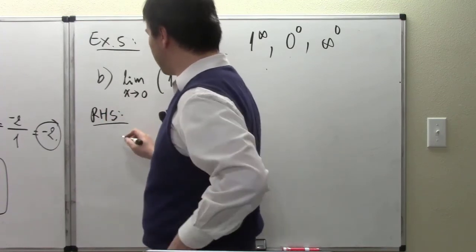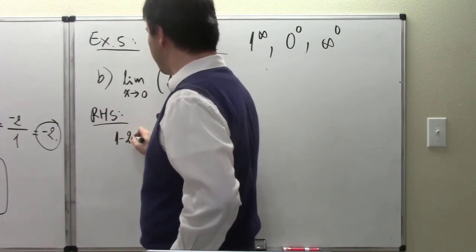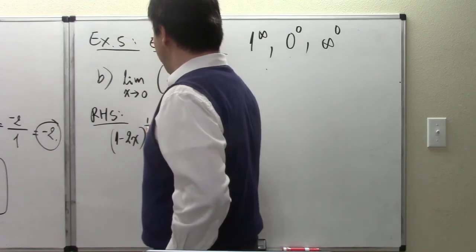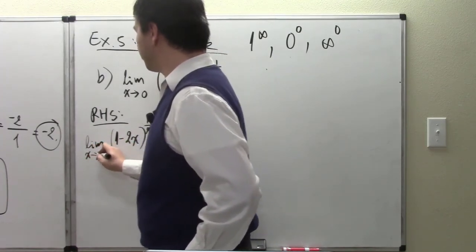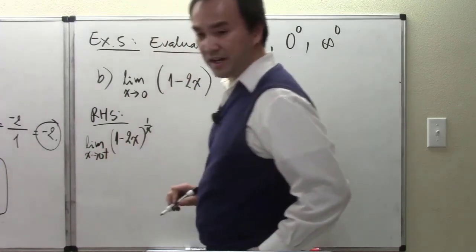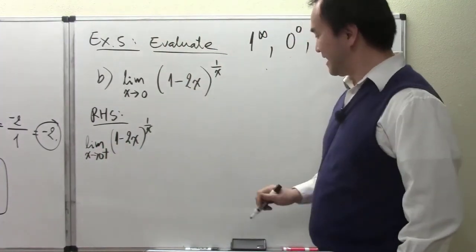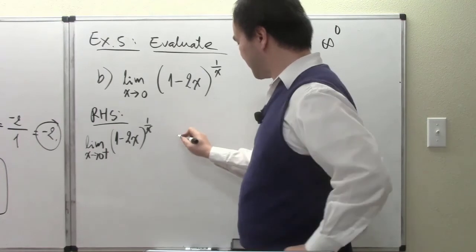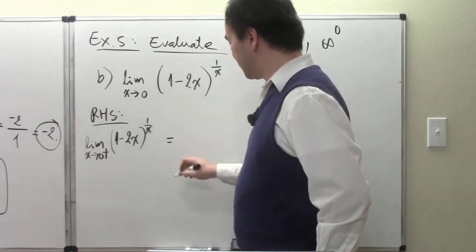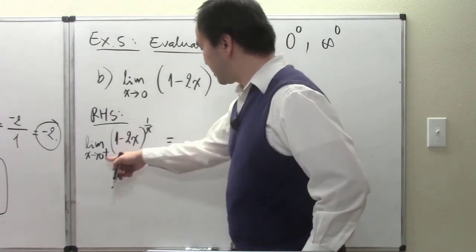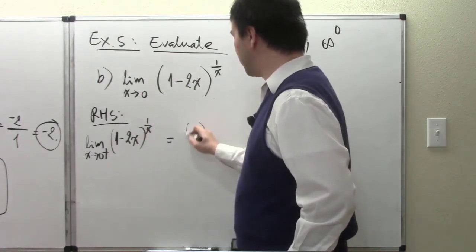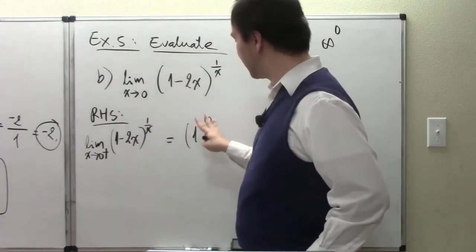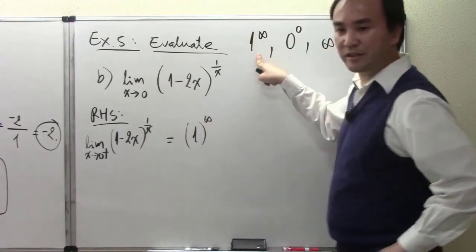So from the right-hand side, the same function, 1 minus 2x to the 1 over x. We take the limit as x goes to 0, but this time from the right-hand side, that's what the right-hand side limit is. Okay, and so now I can see that as x goes to 0 from the right-hand side, we're looking at 1 to the positive infinity. And that's an indeterminate form again.